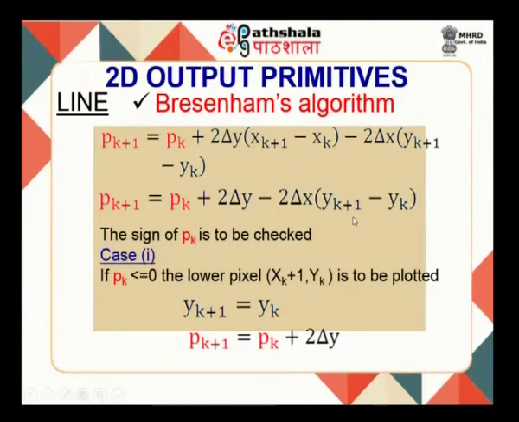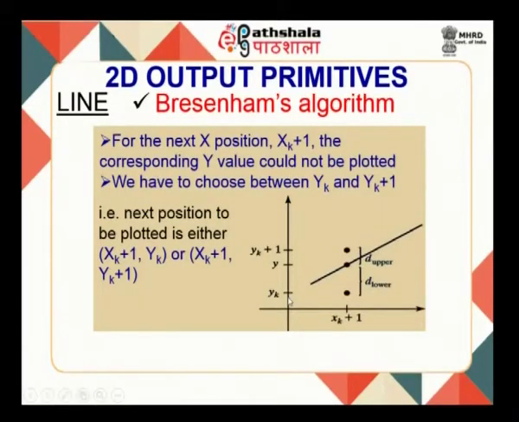So, this is the next y value. The next y value will be decided based on the sign of pk. So, the sign of pk is to be checked. Now, let us come to case 1. Case 1 says, let us assume pk is less than or equal to 0. Pk here is d lower minus d upper. D lower minus d upper less than 0 means d lower is less than d upper. D lower less than d upper means the lower pixel is closer to the theoretical line path. So, we will be choosing yk for the next y.